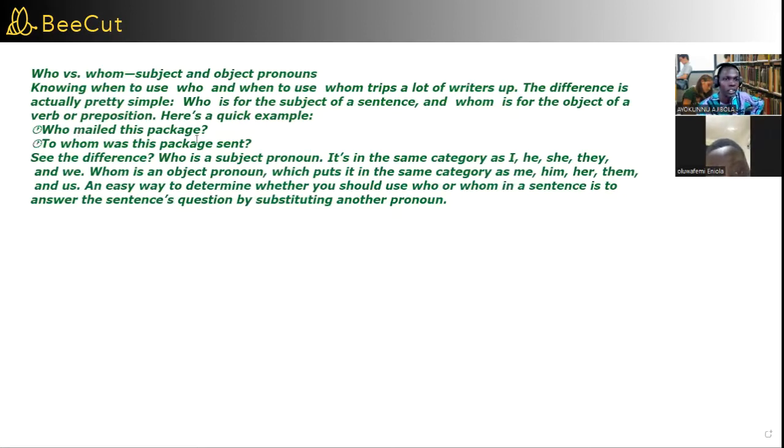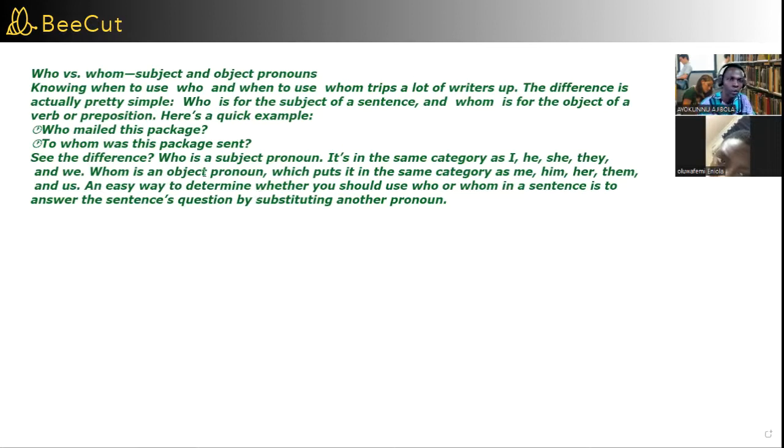Now here's a quick example. Who mailed this package? We're talking about the person that performed the action, yes or no? Yes, sir. And that is the subject of the sentence. To whom was this package sent? We're talking about the person that the action was done to, yes or no? Yes. So who mailed this package? Then to whom was this package sent? So with that, we have been able to differentiate how to use who and whom.